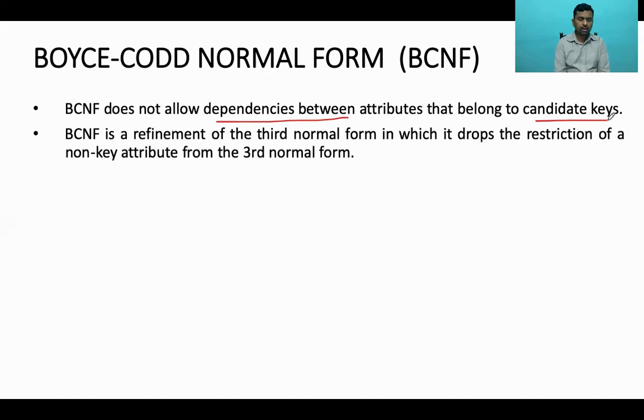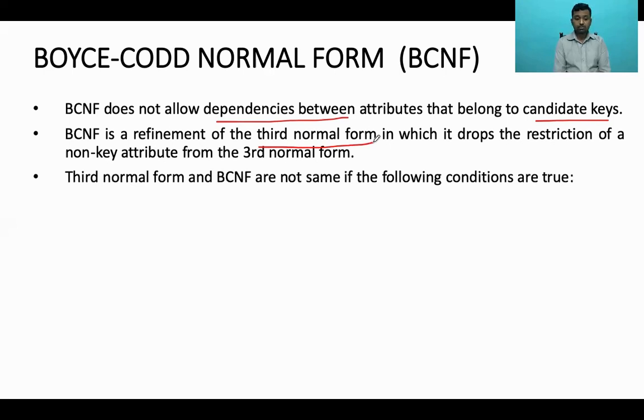Good. Now, BCNF is a refinement of the third normal form. As I said already, it's a refinement of third normal form in which it drops the restriction of non-key attributes. We had some restriction of non-key attributes in the third normal form that is getting dropped here.